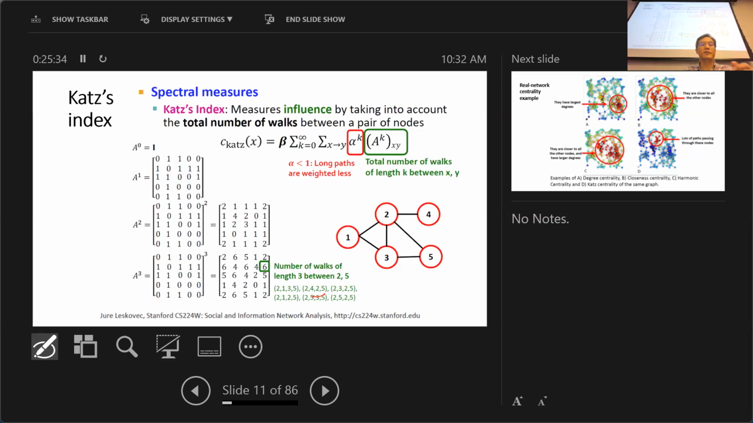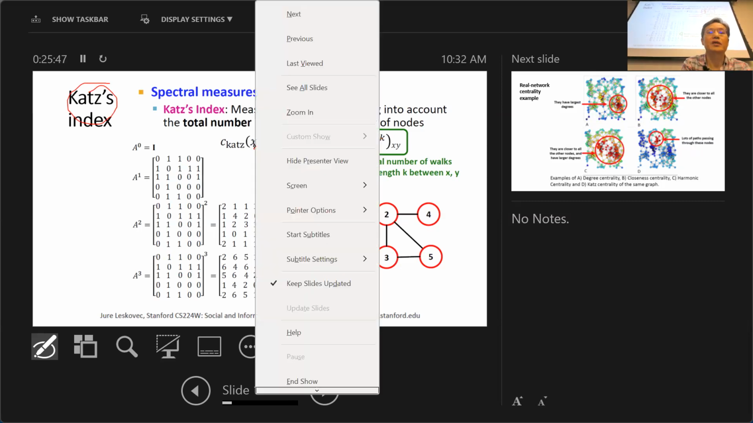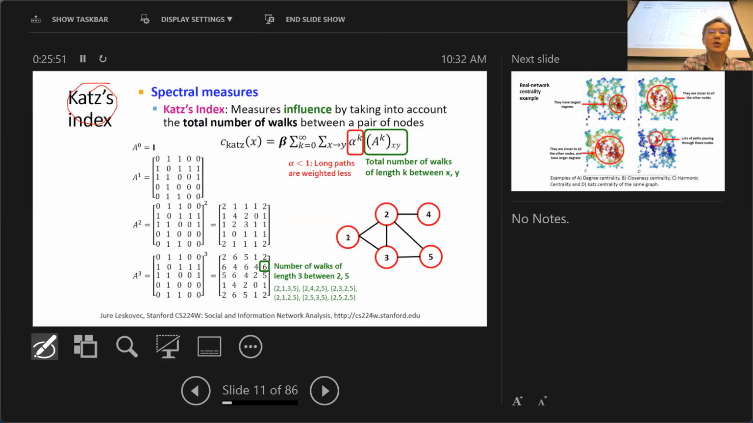Okay, so this spectrum measurement called the Katz index is using these properties I just described. For example, if you want to compute the Katz index for one of the nodes X in the network, you will consider the adjacency matrix A, then you take powers from 0 until infinity. So 0 will be the identity matrix, 1 will be the adjacency matrix itself, then you take power 2 and 3 until infinity. And then you sum it up. Basically, you have a lot of these matrices, and then you sum it up.